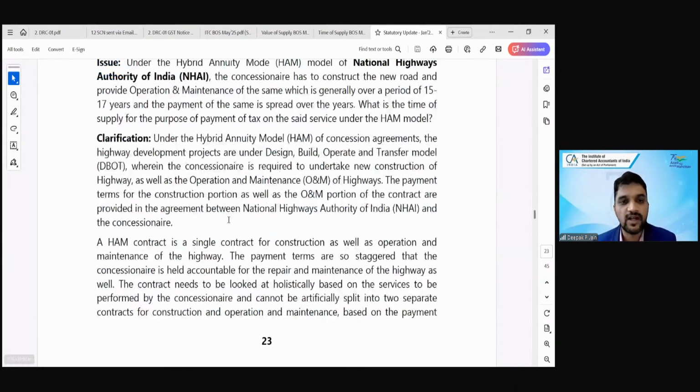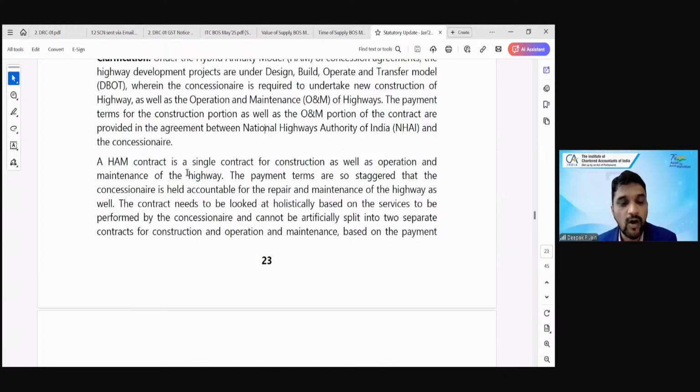The payment terms for the construction portion as well as the O&M, operation and maintenance, portion of the contract are provided in the agreement itself. The HAM contract is a single contract for construction as well as operation and maintenance. So the name itself suggests it's a hybrid model. You will get payment for the construction as well as for the maintenance. If you construct and don't maintain, then your payment will get stuck. So the government has come up with this model wherein you will construct it and also maintain it.